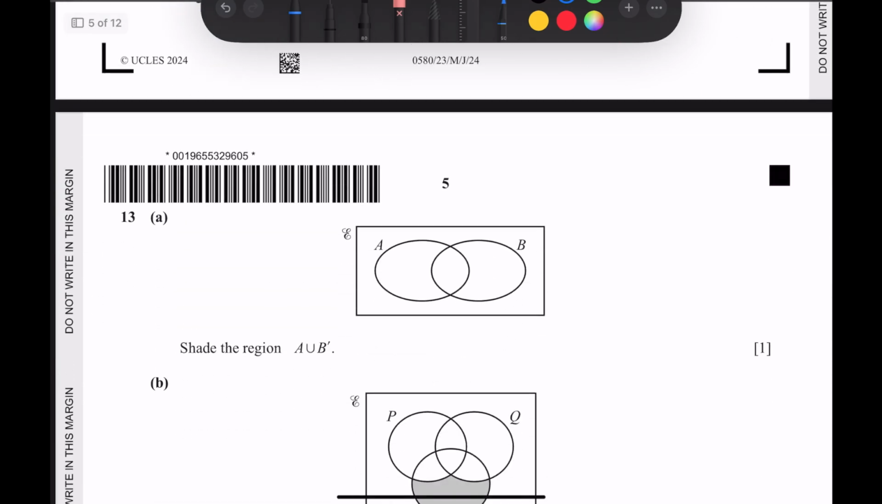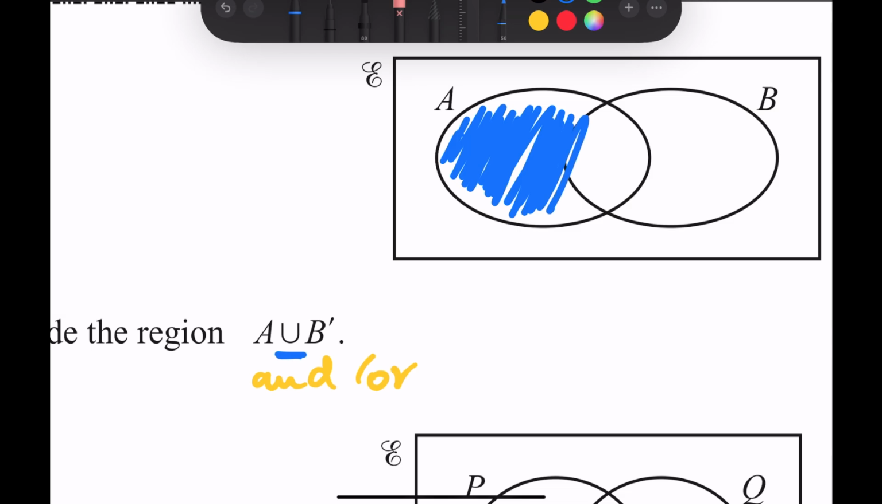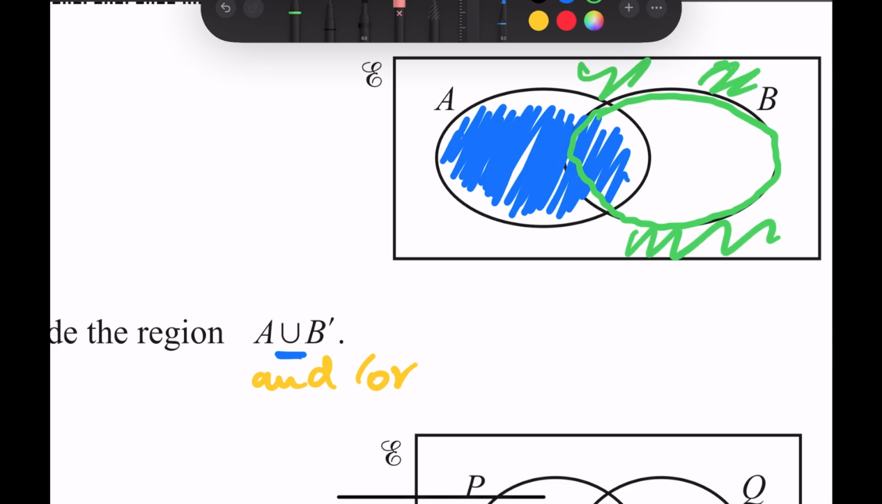Question 13a says to shade the region A union B prime. Since we are shading the region A union B prime, in this case you can take union to be 'and/or'. This means that you can already shade the entirety of A without any repercussions, because union means that A will already be included no matter what. There's no parts of A that can be excluded from this region. And B prime says that alongside A, you should also shade the parts that are not in B. Since B is this green circle over here, B prime is everything outside this circle. So this part over here.